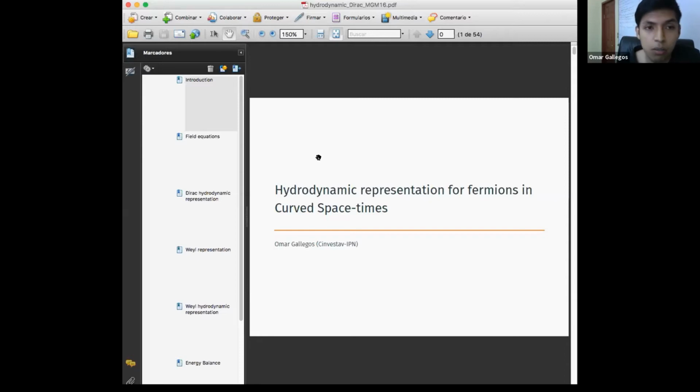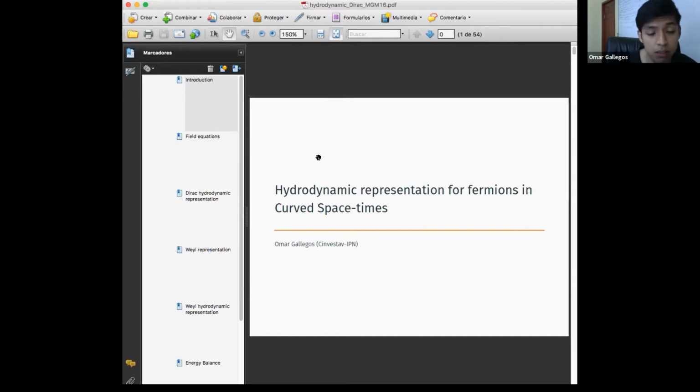I present the field equation and the hydrodynamic description that we use for this work. In this work, we use the tetrad and ADM formalism. We can write the metric in ADM decomposition like this, where N is the lapse function and N^i is the shift vector. In tetrad formalism, we can write the metric in this form, where these are the tetrad coefficients. The tetrad coefficients are related with the one-forms and vectors. They are orthonormal themselves.